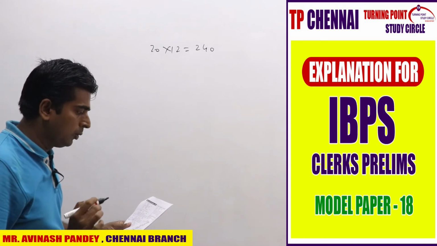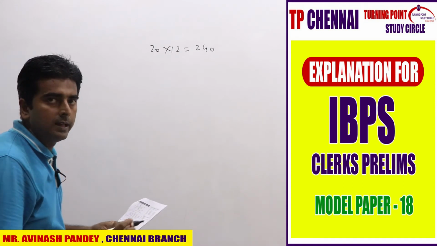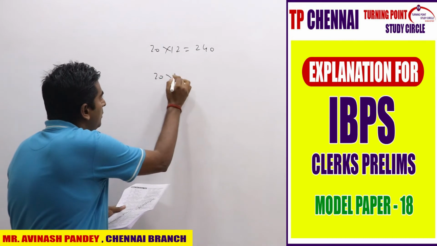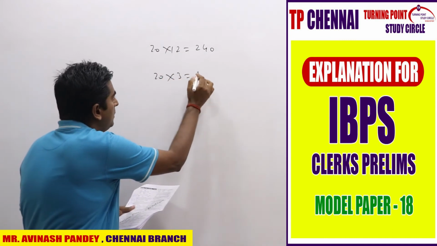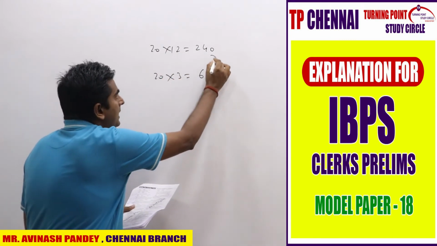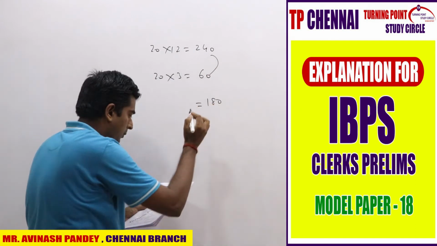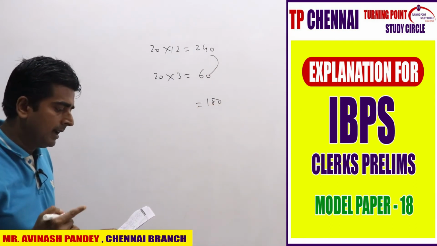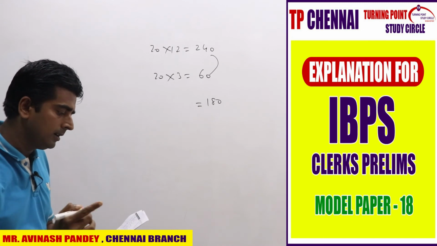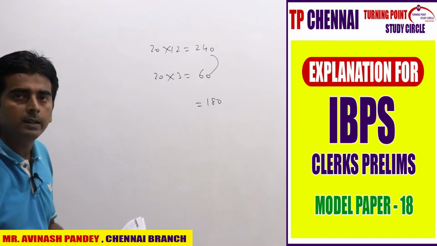Now they are saying that 20 men started working, and after 3 more days, this 20 women work for how many days? 3 days. So how many works have they finished? 60. Remaining is how much? 180. For that, what they have given you is that after 3 more days, some women joined to complete the remaining work in 6 days.